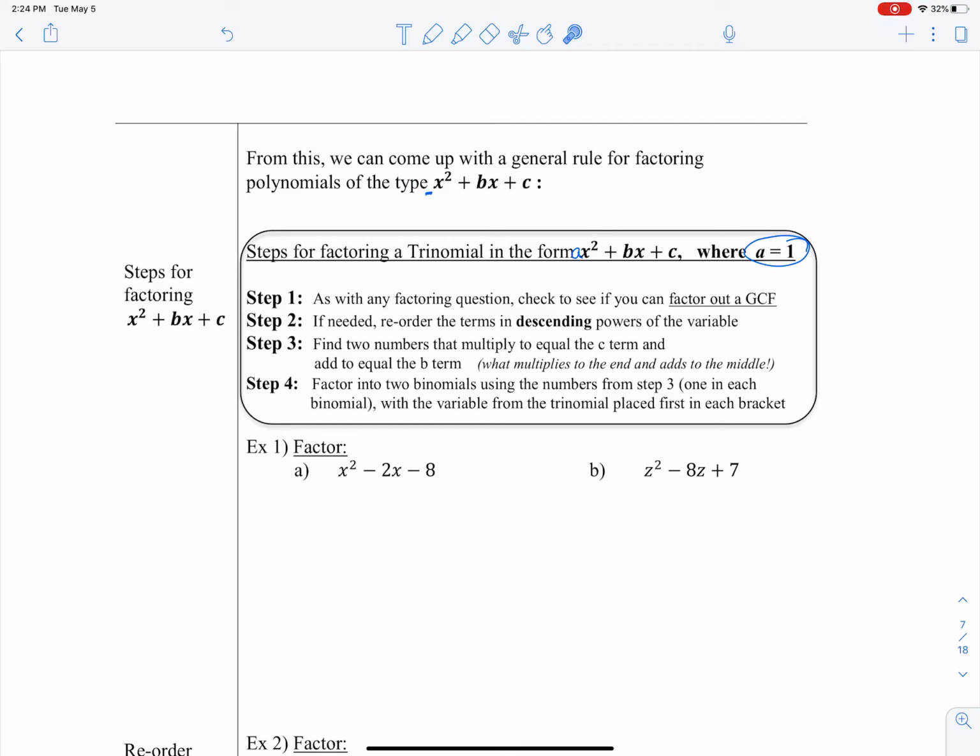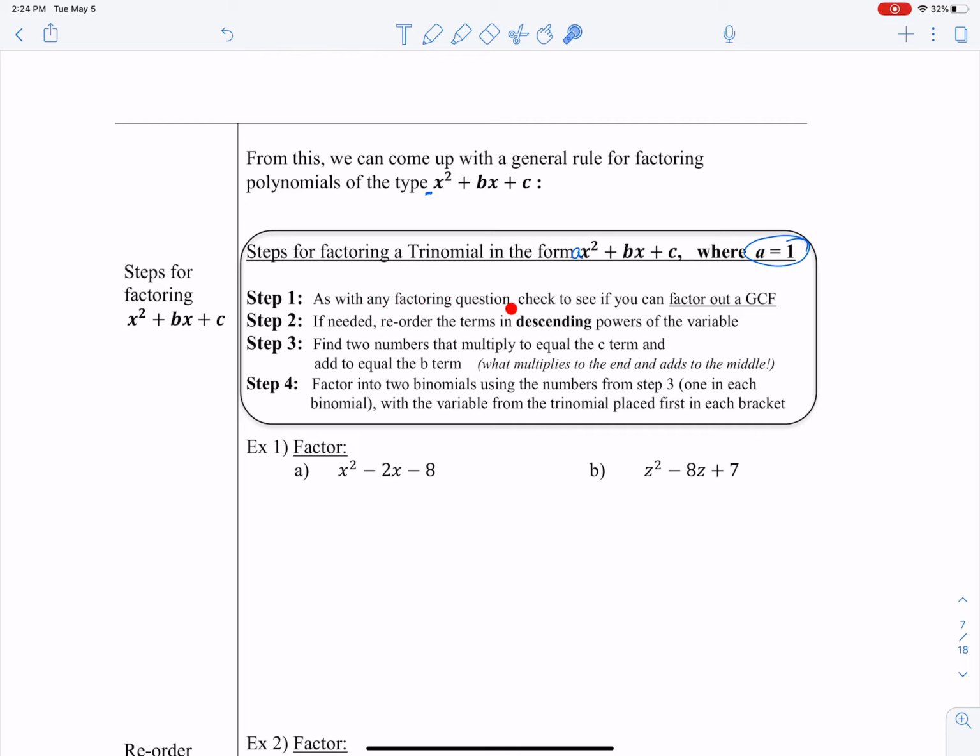In section 2.5, we'll learn what to do if there is a number that you can't remove as a greatest common factor in front here. But otherwise, for today's work, there should be no number here, okay? So these are the steps for factoring this.